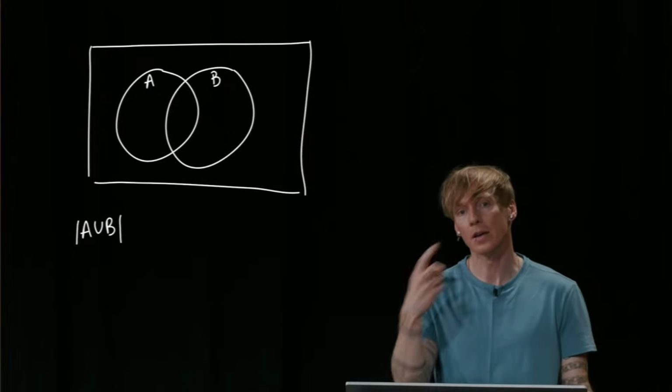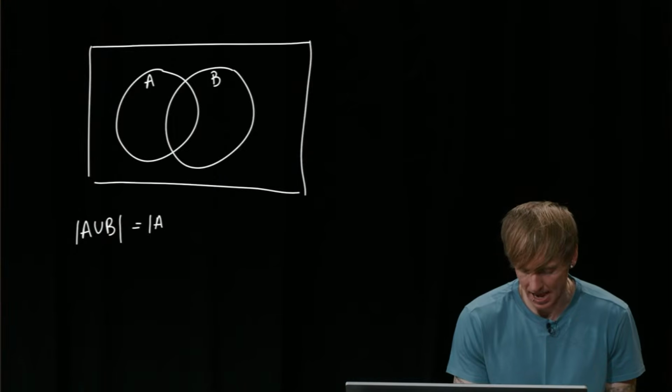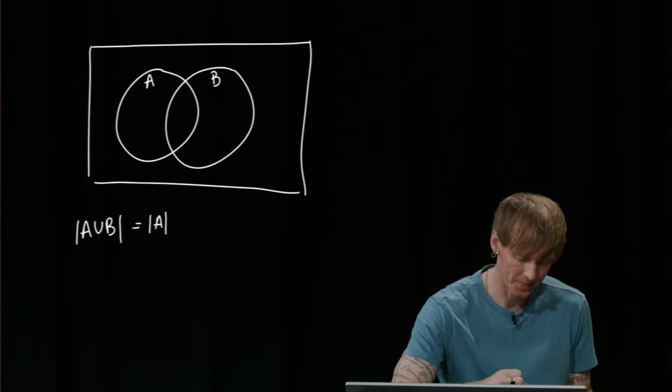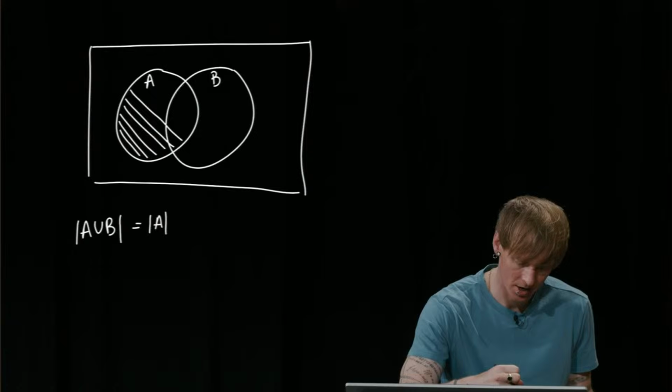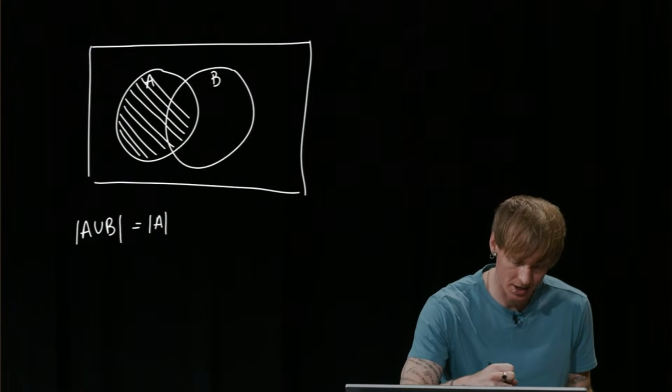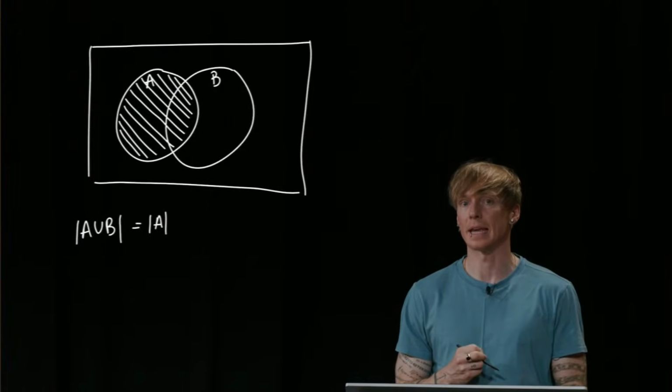So let's shade in all of those elements that would be counted. Let's count everything in A as the first part of our formula. So we count everything in here, and of course the overlap in the middle does belong to the set A, so we would be counting everything in there.